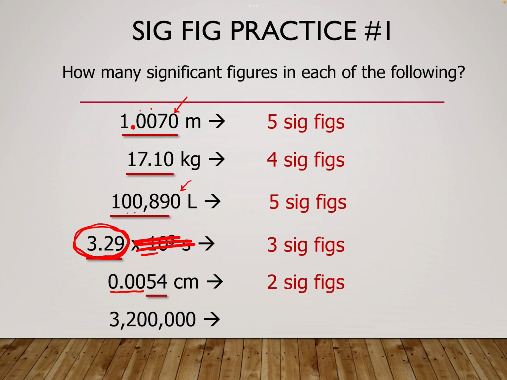All right, last one. So now we have a bunch of zeros. These zeros are all trailing zeros. Remember, trailing zeros are only significant if there's a decimal point. No decimal point here, so those zeros are not significant. So this only has 2 sig figs.